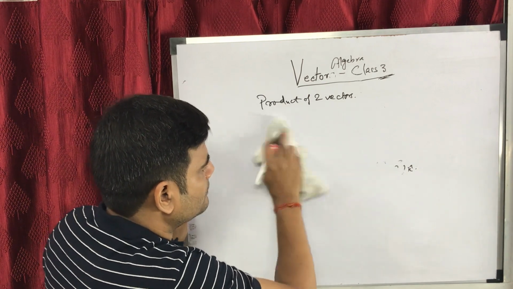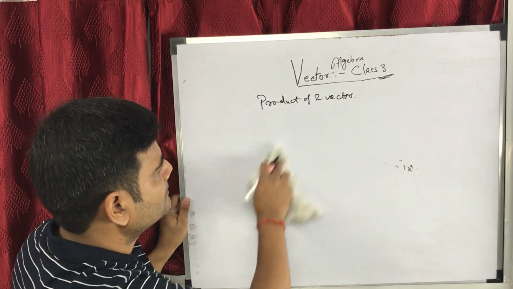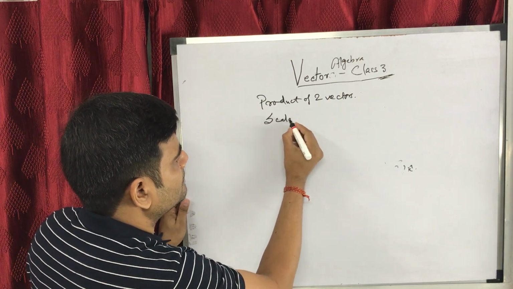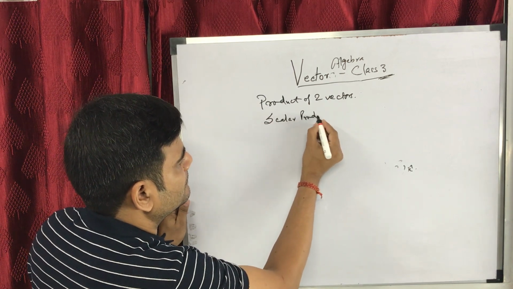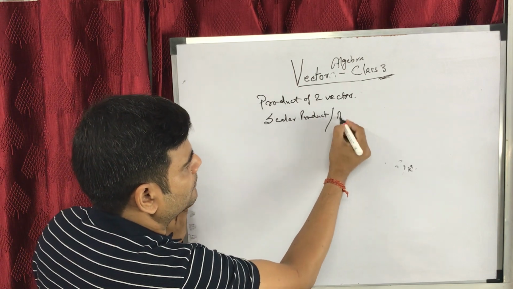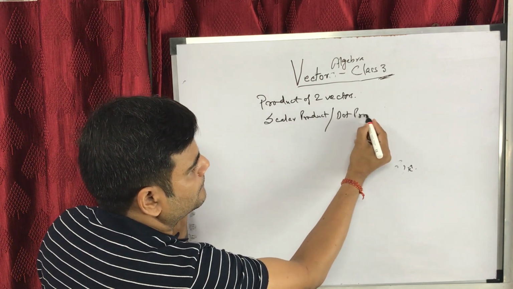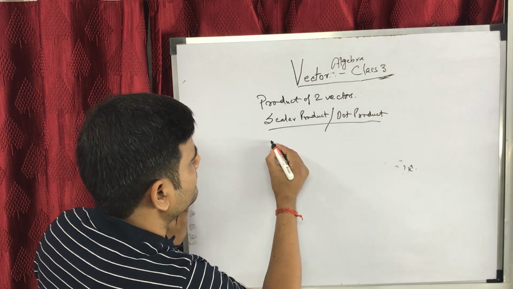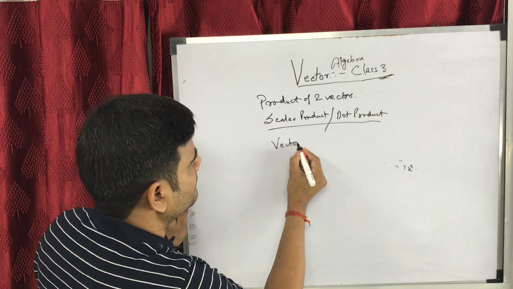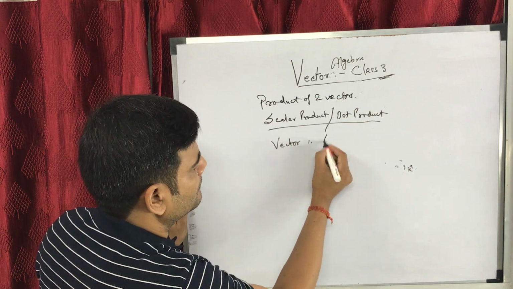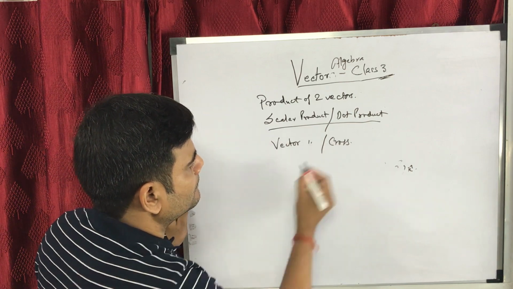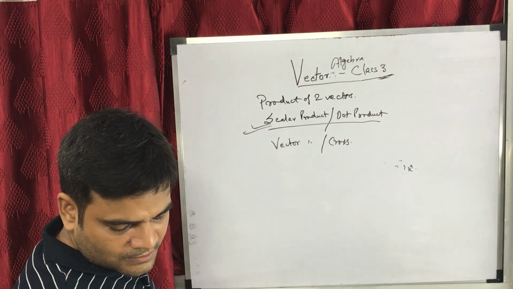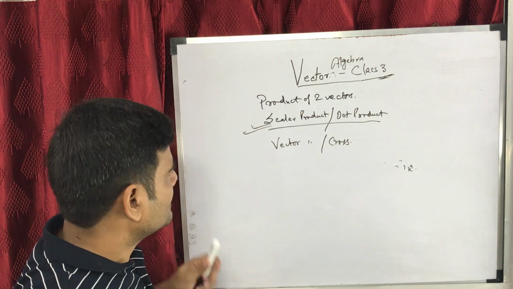Now when we talk about product of two vectors, there are two types. Scalar product, which is very simple, or dot product, and there is another which is called vector product or cross product. Today we are going to study only scalar product. Vector product we will study some other day.